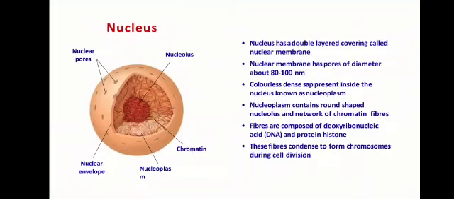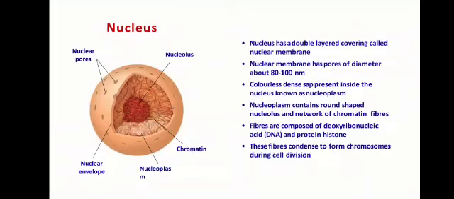The nucleus is covered with a double membrane called the nuclear membrane, which has pores of diameter about 80 to 100 nanometer. The colorless, dense sap present inside the nucleus is known as nucleoplasm. The nucleoplasm contains the round-shaped nucleolus in the center, and it is covered with a net-like structure of chromatin fibers.